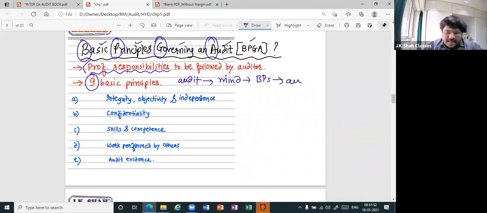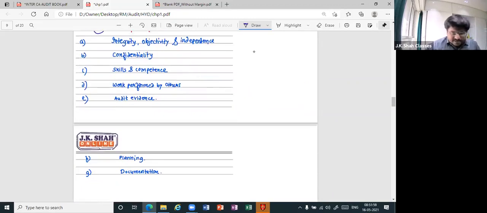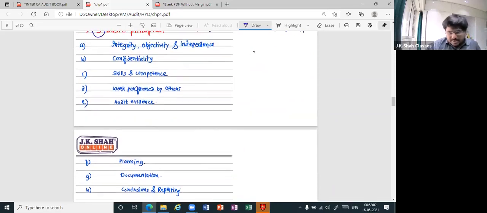Only then he should carry out the function of audit. Now do you understand? Okay. Now what are the basic principles? These are the basic principles. 9 basic principles. Okay. Let us see one by one.